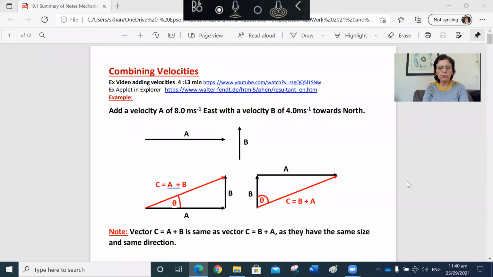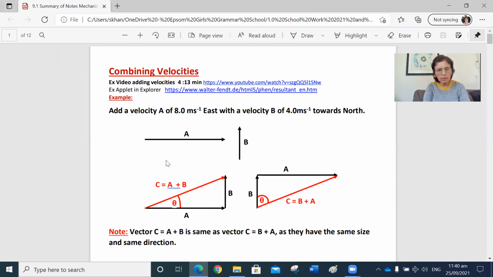In this video, we are going to look at how to add and subtract vector quantities, how to find the components of a vector quantity, and then look at kinematic equations and how kinematic equations can be used to solve problems when an object is moving with a constant velocity, either horizontally or vertically, and then finally projectile motion.